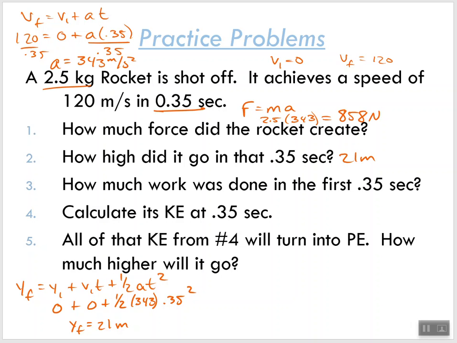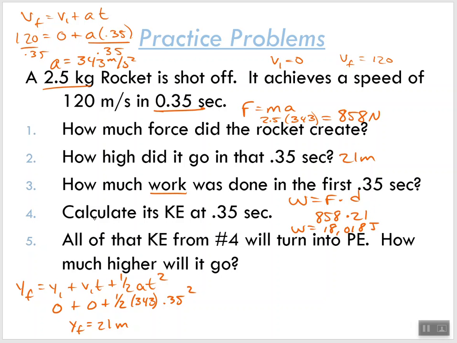So some of you are thinking, oh my word, I didn't realize we were going to do all this kinematic equation stuff. Well, right now we kind of have to. How much work was done in the first 0.35 seconds? Work equals force times distance. The force in this case is 858. The distance is 21 meters. So we're going to get an answer for work here. 21 times 858 gives us 18,018 joules, because work is energy. All right, so that's how much work was done.